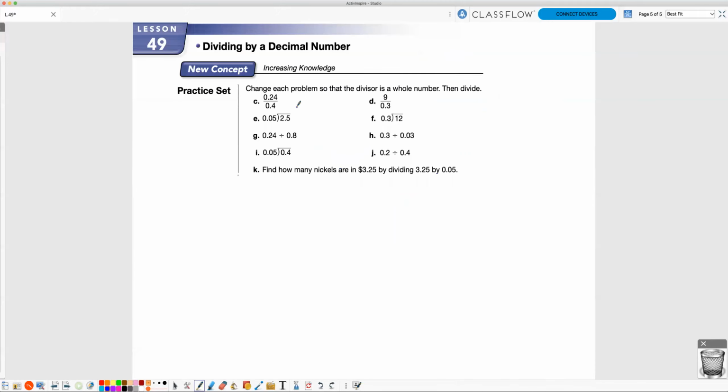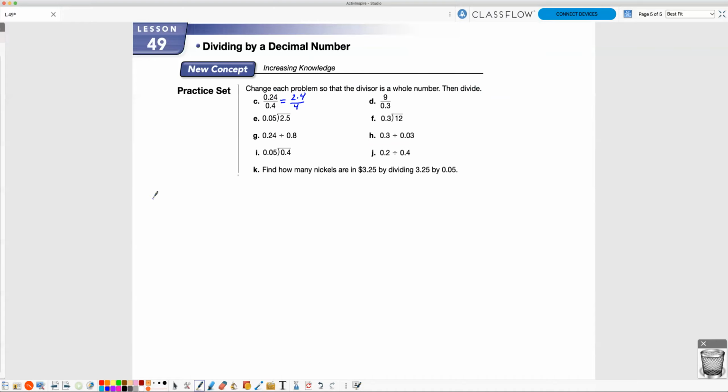Letter C, 24 hundredths divided by 4 tenths. Change each problem so that the divisor is a whole number, and then complete the answer by showing the answer when you divide. Letter C. So in this case, you would have multiplied this one by 10 and multiplied that by 10. So this would be 2 and 4 tenths divided by 4 in this case.